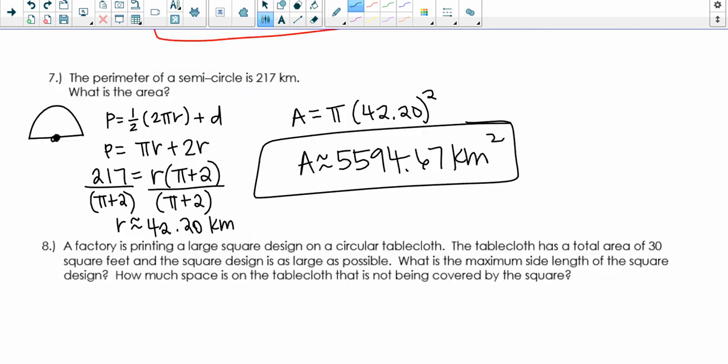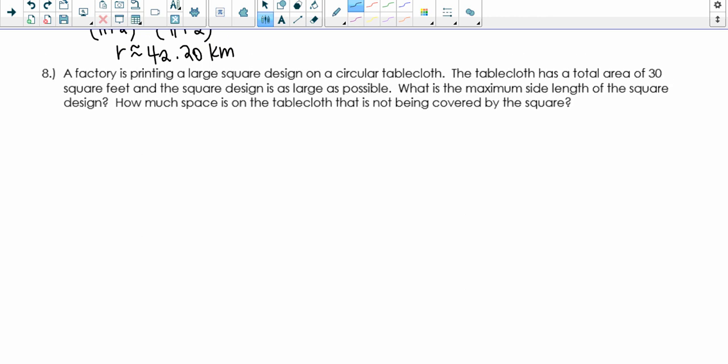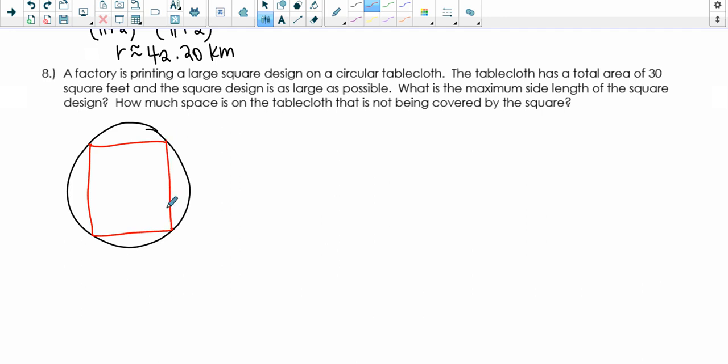All right. For number 8, it says a factory is printing a large square design on a circular tablecloth. The tablecloth has a total area of 30 square feet, and the square design is as large as possible. What is the maximum side length of the square design? How much space is on the tablecloth that is not being covered by the square? All right, so what they're talking about is they have a circular tablecloth, and then in the middle of it, they have a square design that they want to be as big as possible. And it says the tablecloth has a total area of 30 square feet.